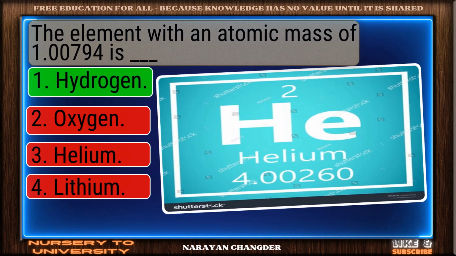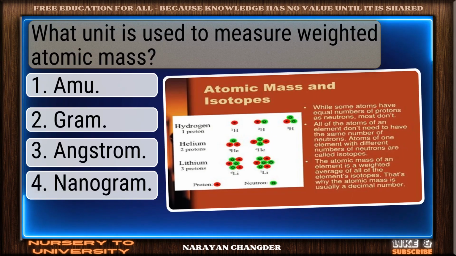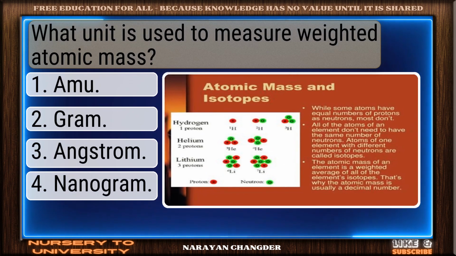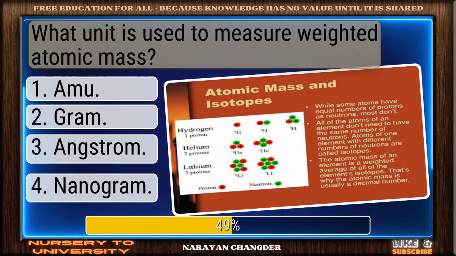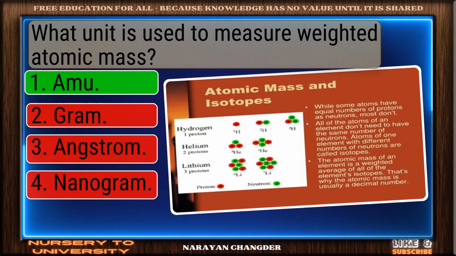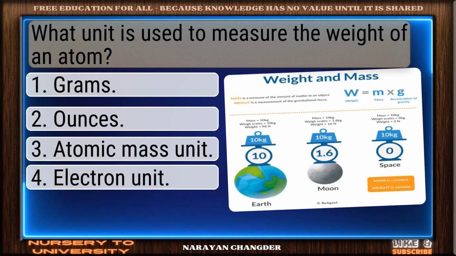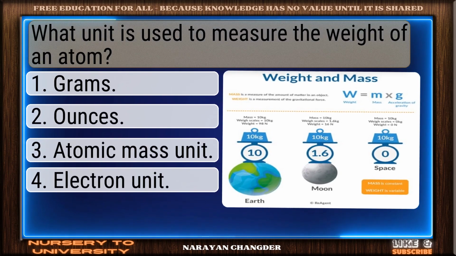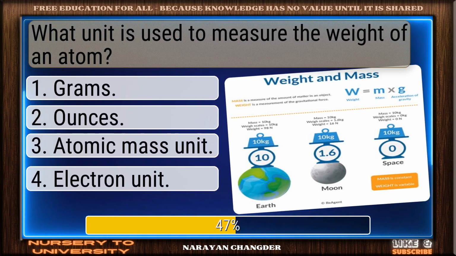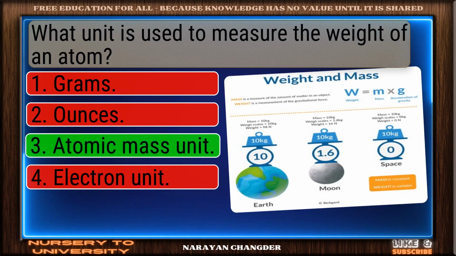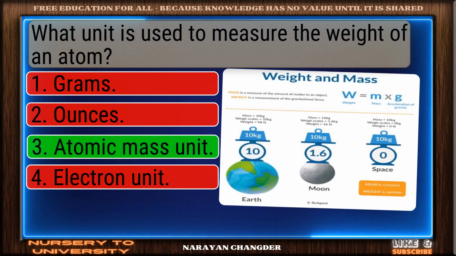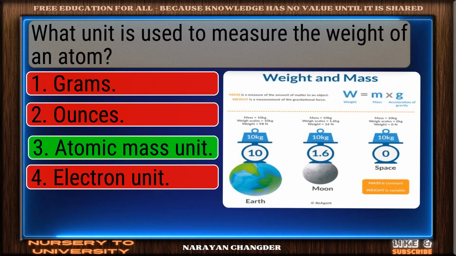Excellent. Hydrogen is a brilliant choice. What unit is used to measure weighted atomic mass? Strong choice. A mu is the right answer. What unit is used to measure the weight of an atom? Nice work. You chose atomic mass unit, and it is correct.